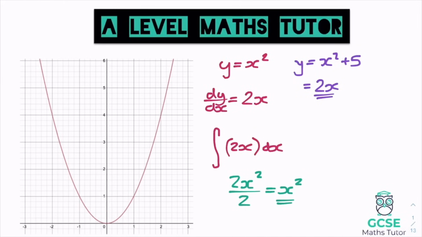Likewise, we could have something like y equals x squared minus 19. When we differentiate that, multiply the x squared by 2, reduce the power, you get 2x, and the 19 disappears.